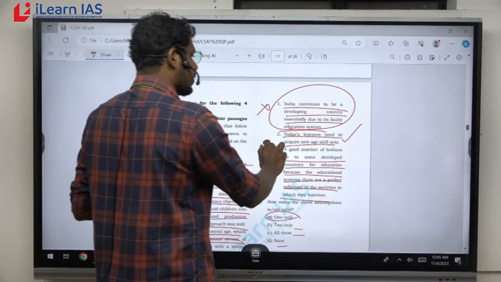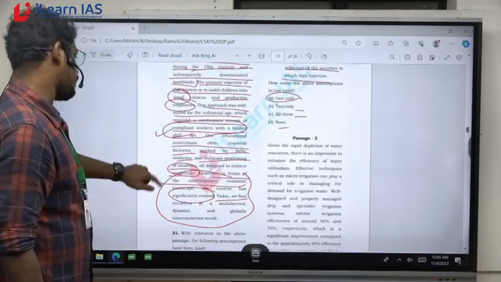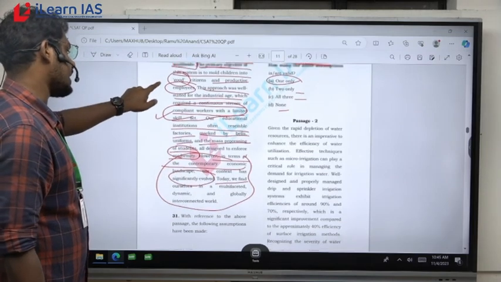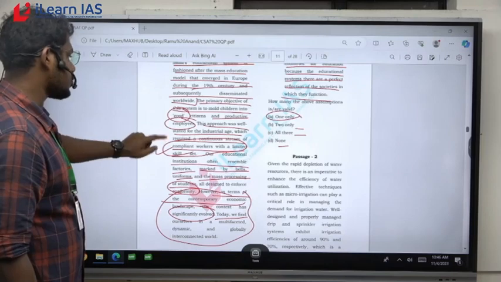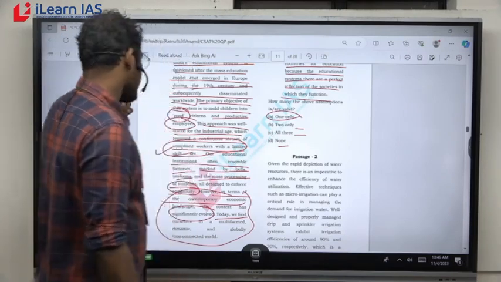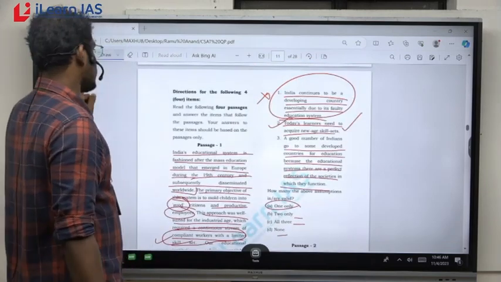Today's learners need to acquire new age skills, because the end of the passage says that today we find ourselves in a multifaceted, dynamic, and globally interconnected world. Also, the passage says that our contemporary education system focuses on a limited skill set. So we can say that statement number 2 is correct.